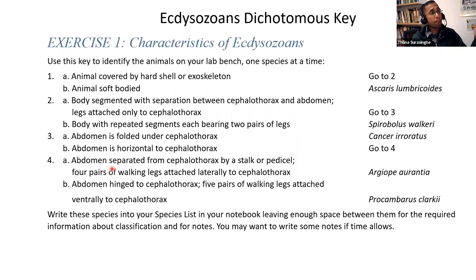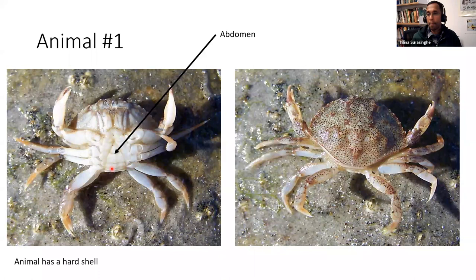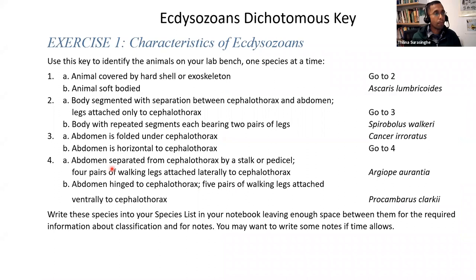AB is actually animal soft body. Is it A or B for this guy? A. Oh, everybody says A. Yes, animal covered by a hard shell. Yeah, because I say so too. And of course, you guys know crabs, right? They're hard, right? Hard bodied.